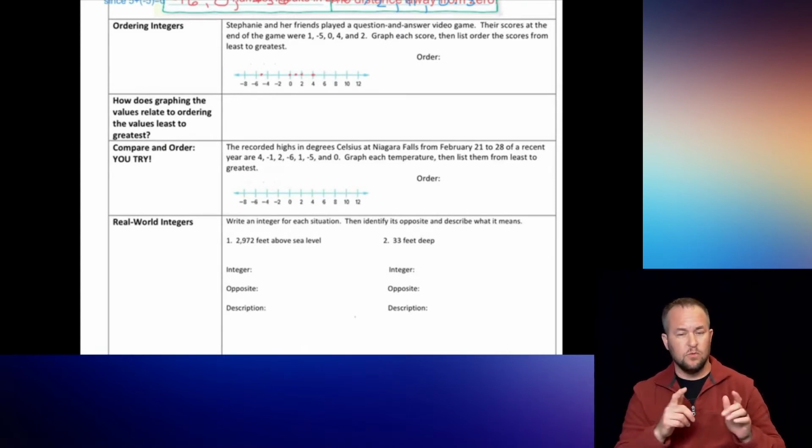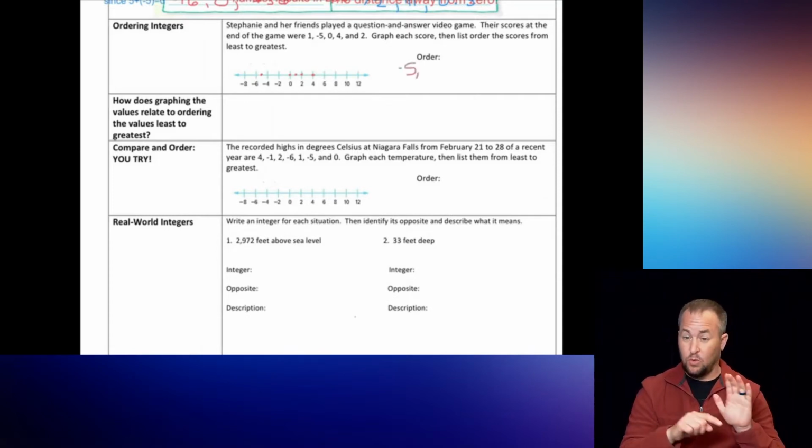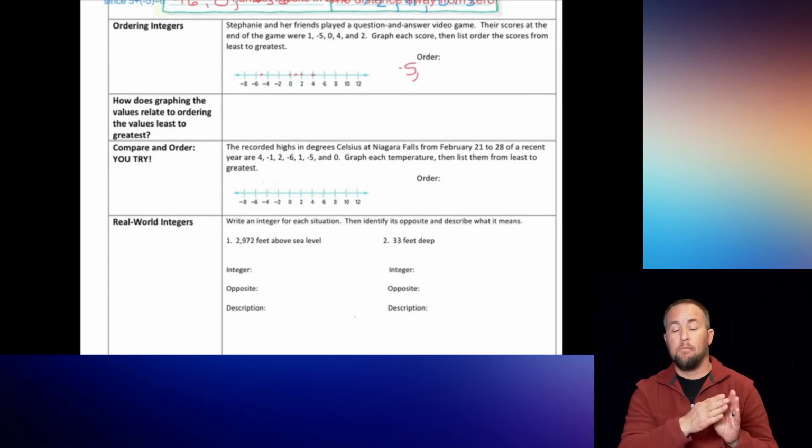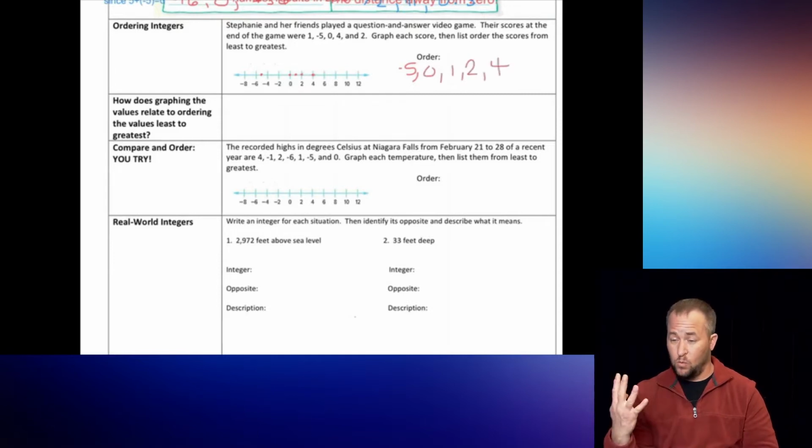So our least to greatest order would be -5, because that's the first one I see here on the left, and then I'm moving forward. So then we have 0, 1, 2, and 4.